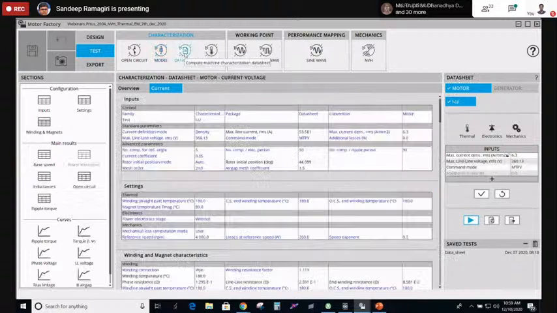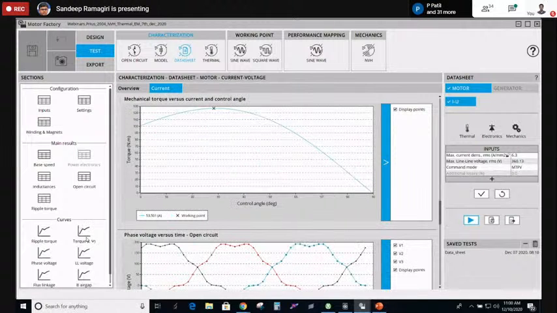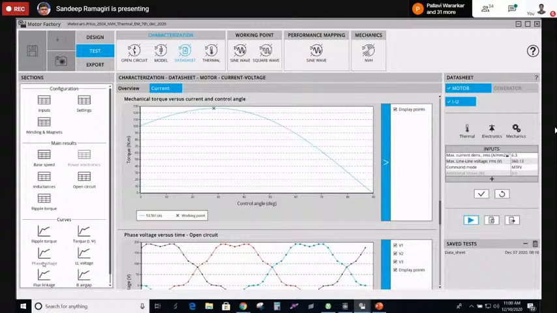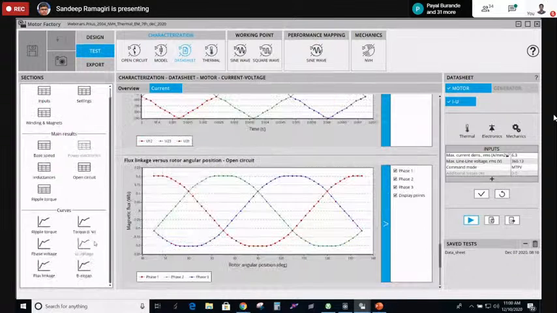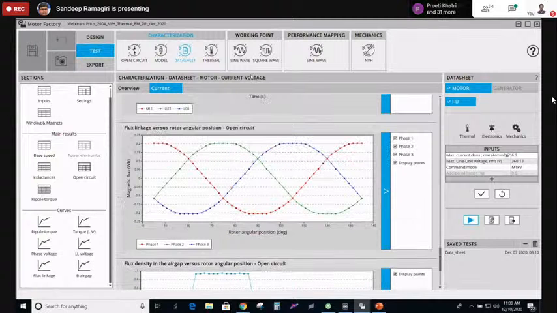Then we can also do the datasheet test, from which you can get the torque ripple, as you can see here, and then we can also have a mechanical torque versus current versus control angle. Control angle is nothing but the angle between phase back EMF and phase current. We can also compute that, and line to line voltages, and you can see the flux density in the air gaps. So this is what we can do in the datasheet test.